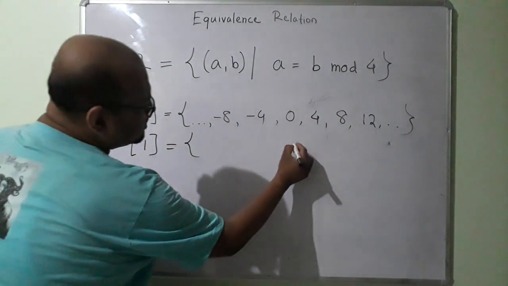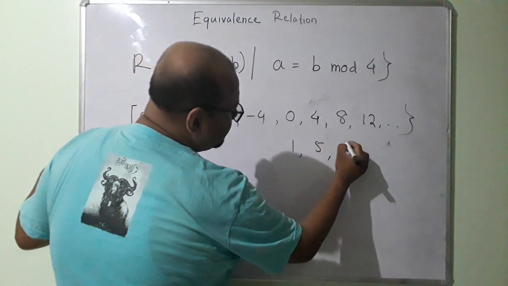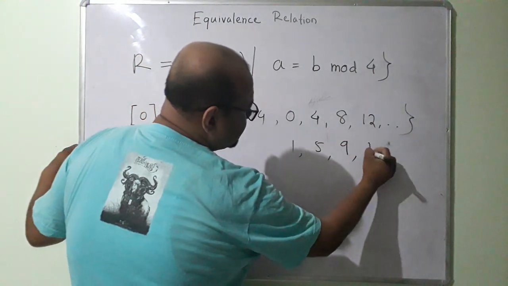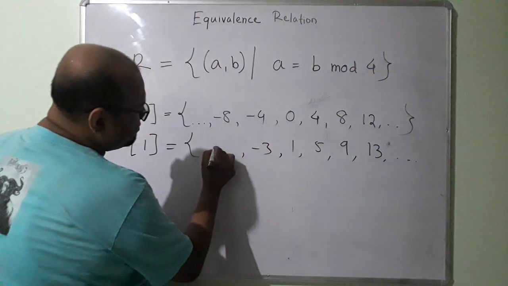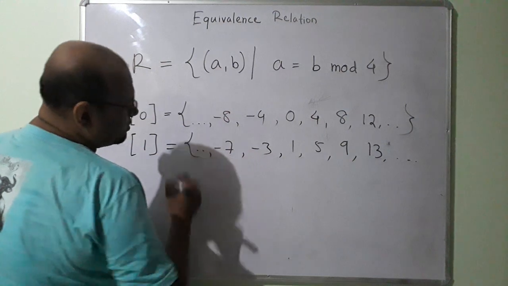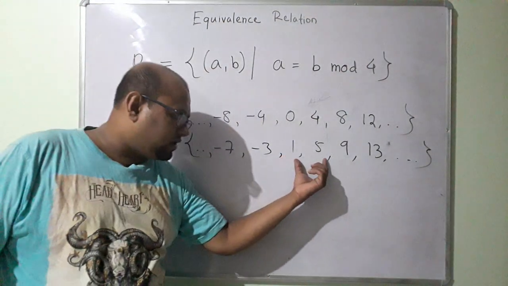Okay. I will have 1 over here. I will have 5. I will have 9. I will have 13. In this direction I will have -3. I will have -7 and so on. Alright. Here pick any 2.